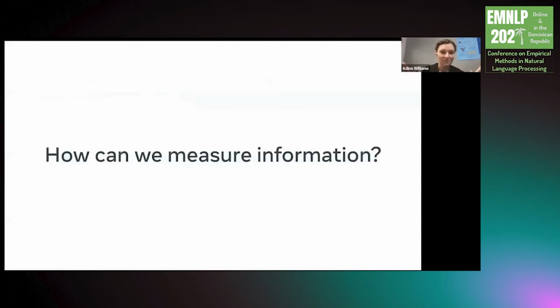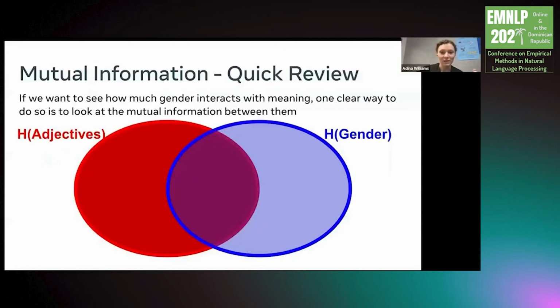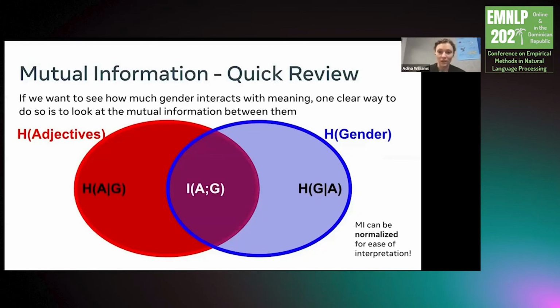So all this set out, you are probably wondering, how do we actually measure information? We use mutual information, which is an information theoretic quantity that does basically correlation. We wanted to see if gender interacts with meaning: does it decrease the entropy over choice of adjective to know the gender? That's the main question that mutual information allows you to answer. So if you have some amount of entropy over adjectives in a corpus, and you know the gender of the noun that the adjective modifies, do you have less entropy? The answer is you have either the same amount or less, right? And mutual information is the amount by which the entropy is decreased. So it's a measure of correlation.